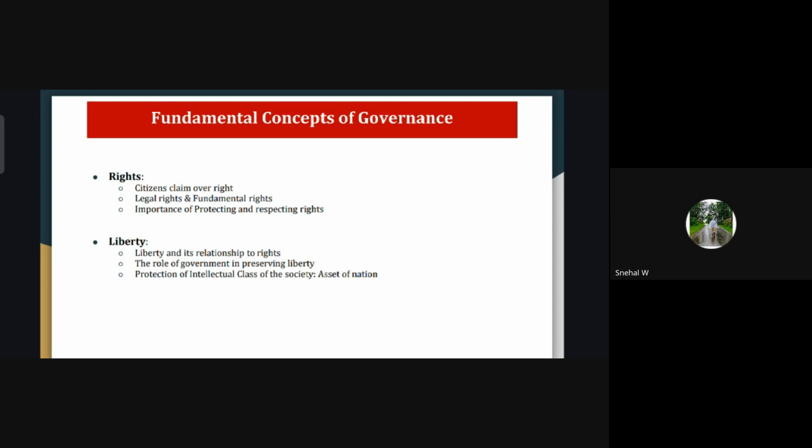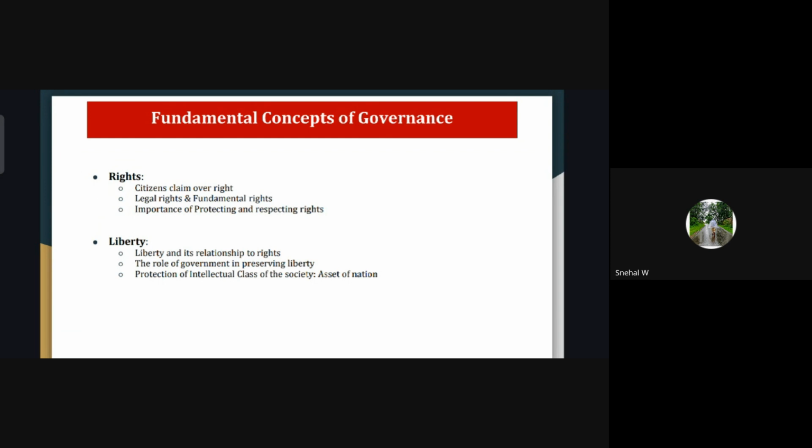So again, whatever rights are promised by the Constitution, the Constitution itself is ensuring that all the rights will be delivered to you. And if any one of them is violated, you can directly appeal to the judiciary, and the judiciary will provide that due right to all of you. That is the importance of rights.